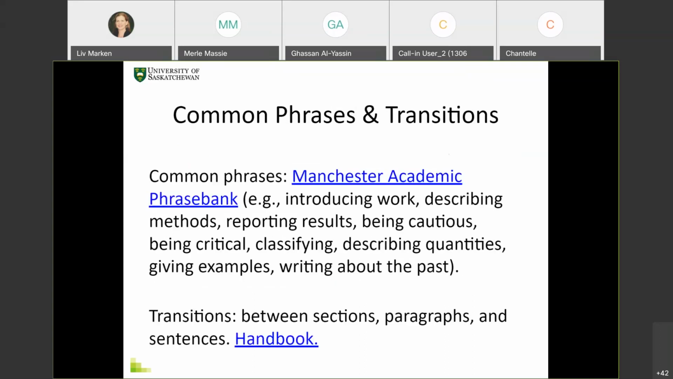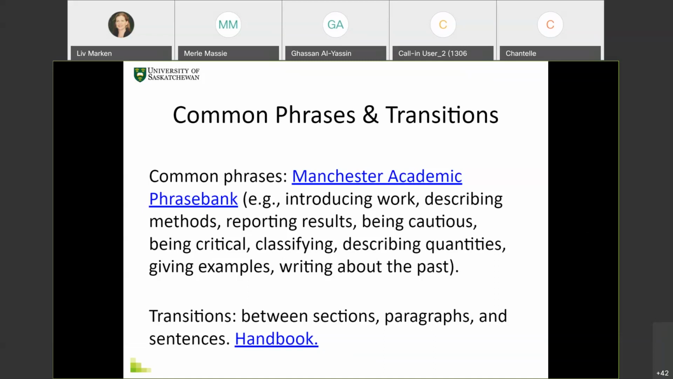Finally, some common phrases and transitions. There's something called the Manchester Academic Phrase Bank. It's amazing. We often get into these habits of writing where we're always using the same language. One thing that Ghassan talked about was to notice how other people do things. So if you read something good or you're reading something in your field, you're usually reading it for content. So I'm trying to understand this content. Another way of reading is asking how does it work? English majors are good at this. Historians are good at this, Merle. Backing up and looking at it and saying, how is this thing made?